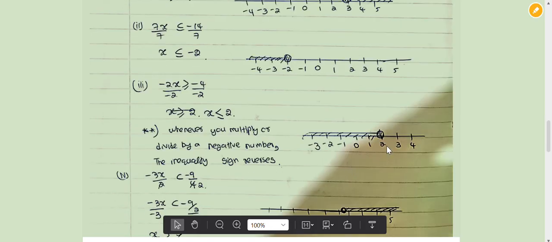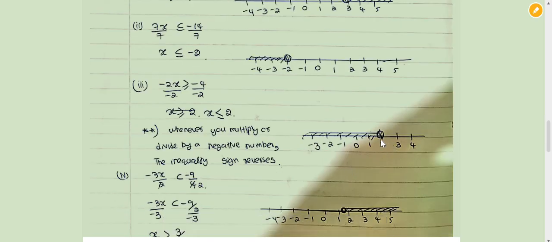So draw a number line, draw a circle, and shade. Why do you shade the circle? Because x is less than or equal to, right? So you should shade this region, and shade this region from 2 to minus infinity.